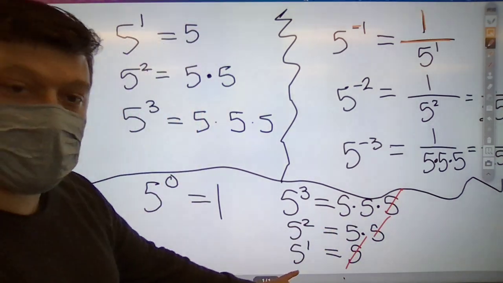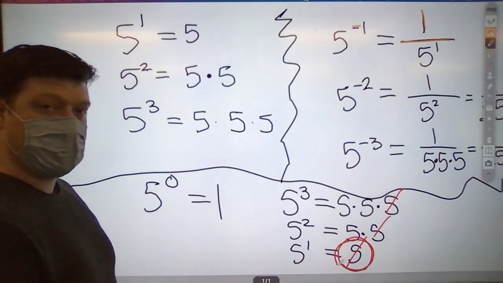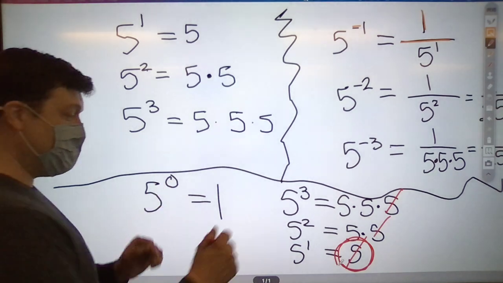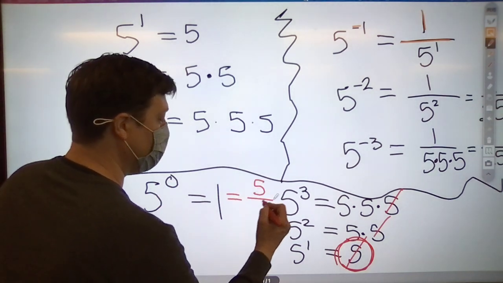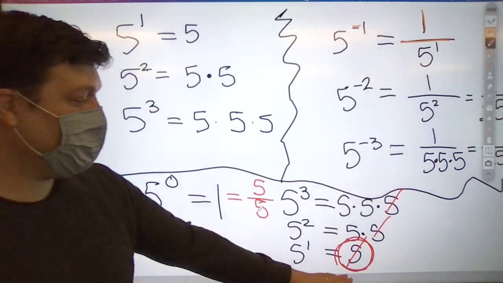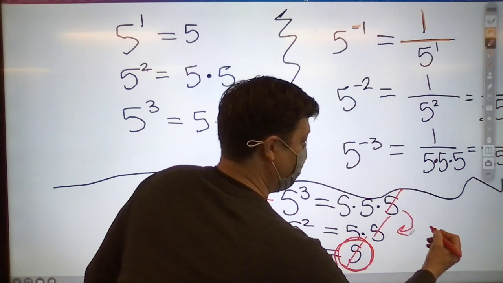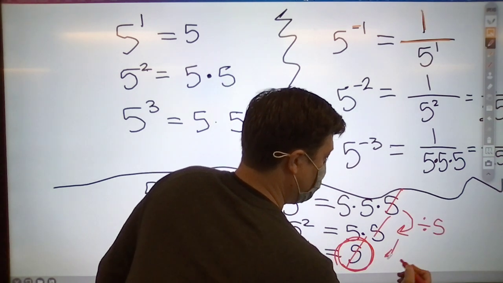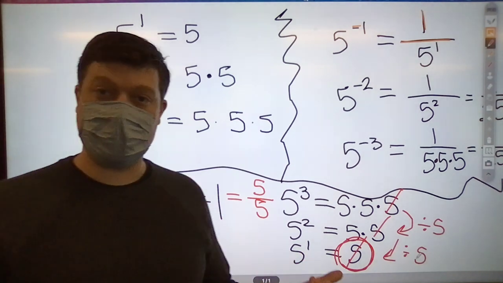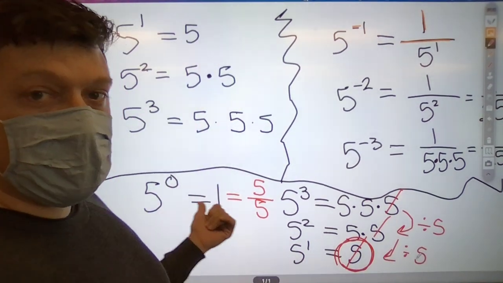So if I want to go to 5 to the 0, I'm taking this 5 amount and dividing by 5, going from 1 to 0. If I'm multiplying up by 5s, I'm going in reverse, divide by 5. So I'm going to continue dividing by 5, and we get the answer of 1. That works all the time for us with anything to the 0 power.